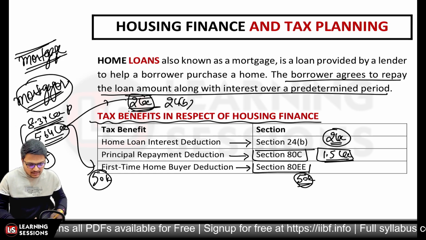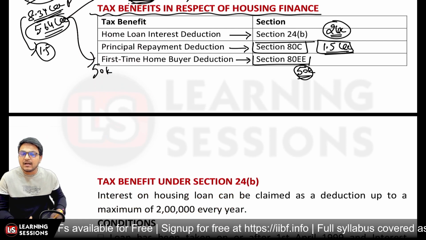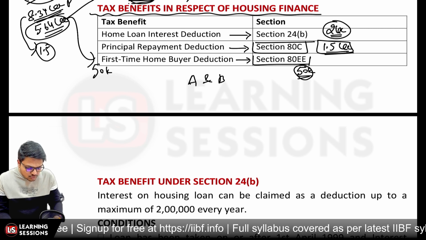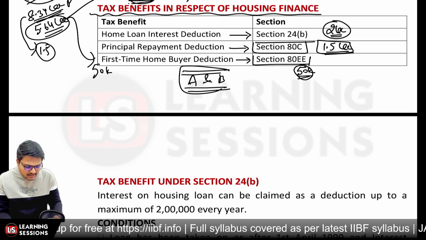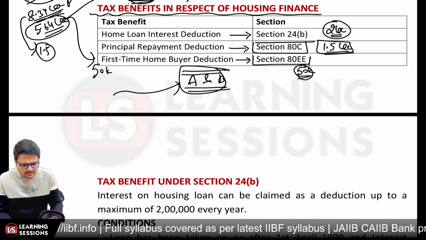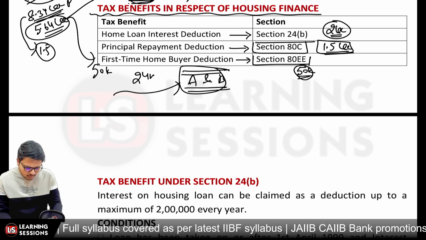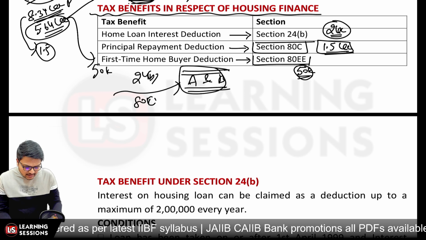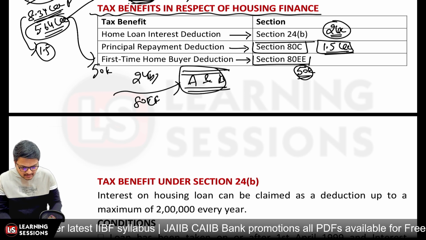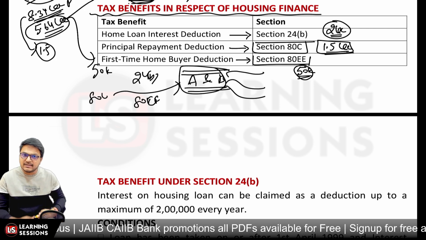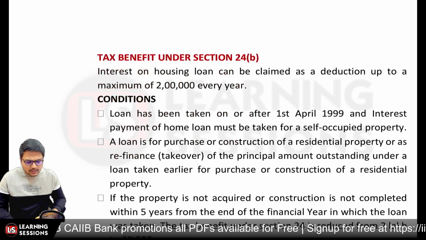Also, the benefits go hand in hand when there are multiple borrowers. Let's say A and B are joint borrowers or co-borrowers. In that scenario, A can take the benefits of 2 lakh under 24B and 50,000 under 80EE, and for the principal repayment under 80C individually, and that is applicable for person B also. So that's the part related to it. I hope that you must have understood.